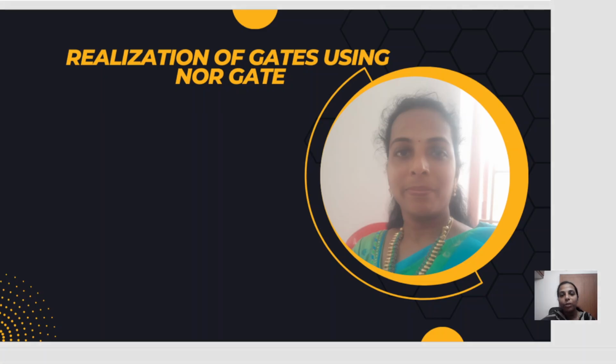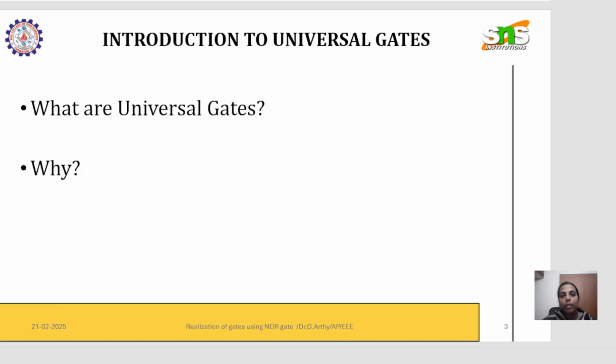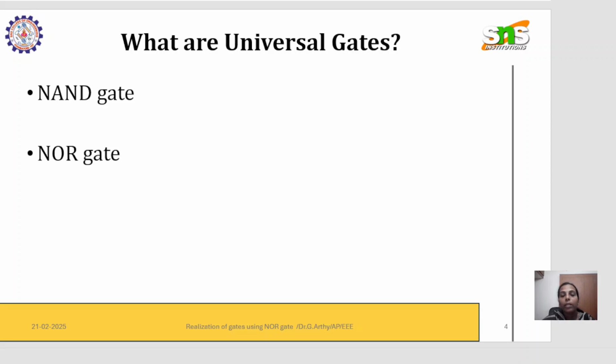In today's lecture, we are going to discuss realizing all the logical gates using NOR gate. So we have different logical gates like AND, OR, XOR, XNOR, NOT. All these logical gates can be realized using two gates. One is NAND and another one is NOR. Since with NAND and NOR we can realize all the other gates, those two are known as universal gates. Right? NAND and NOR gate are known as universal gates.